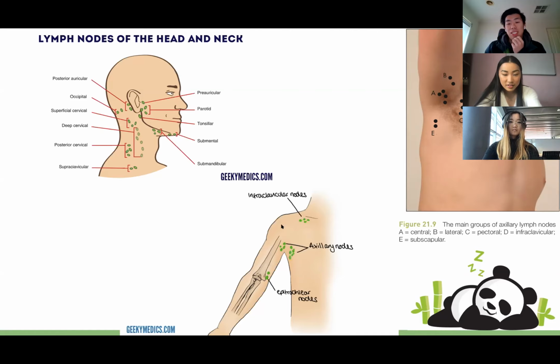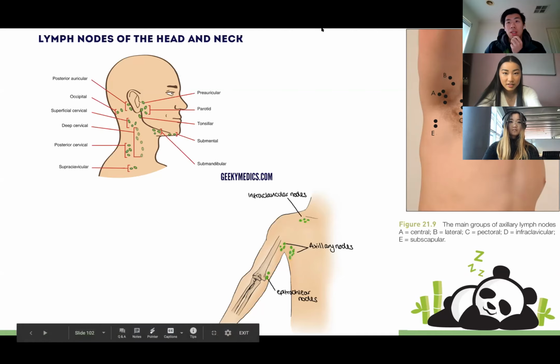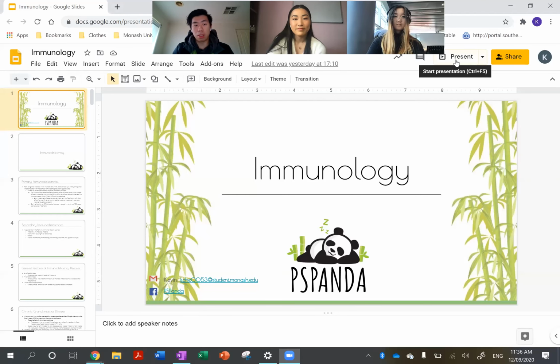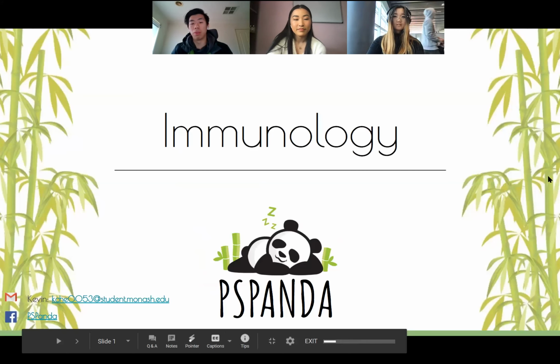Yeah, and we move on to immunology. There's a little bit of overlap because cancers and blood cancers were a little bit in immunology, but that's not the bulk of it.